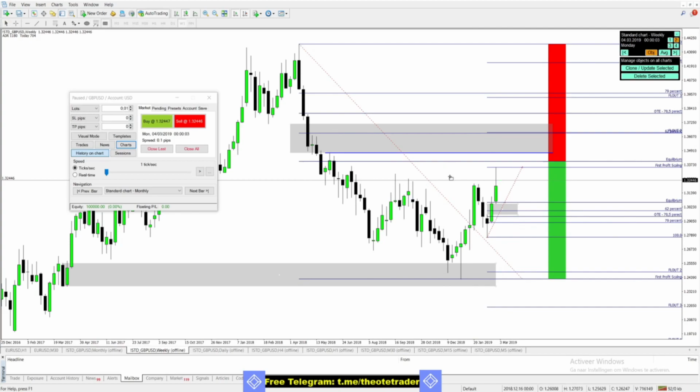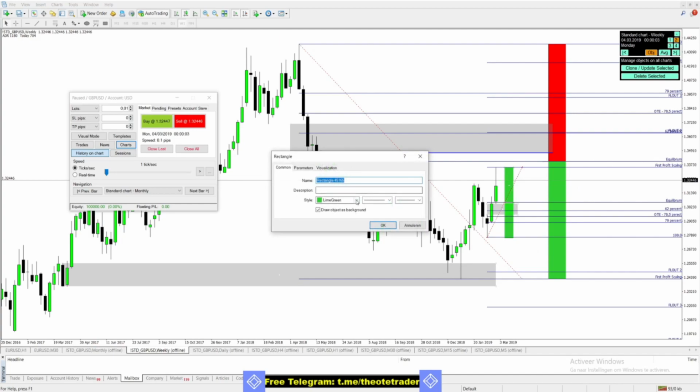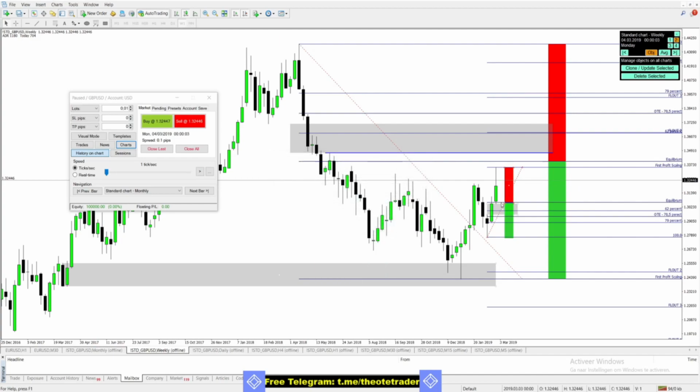So if I do it like this, right? So this is discount, and this is premium. So let's make this one red again. Right, so price is fractal, which means you can have multiple price ranges in bigger price ranges, depending on the time frame. But this is the weekly time frame, so this is our higher time frame narrative.